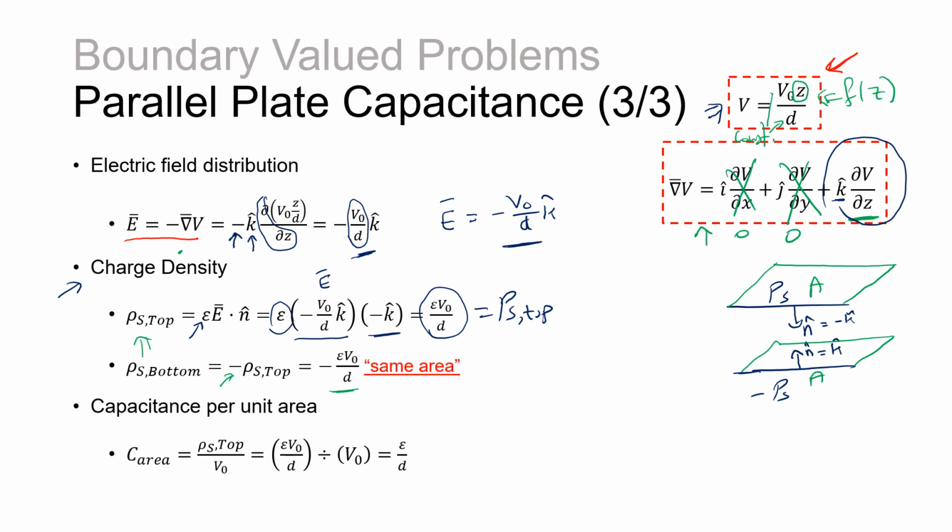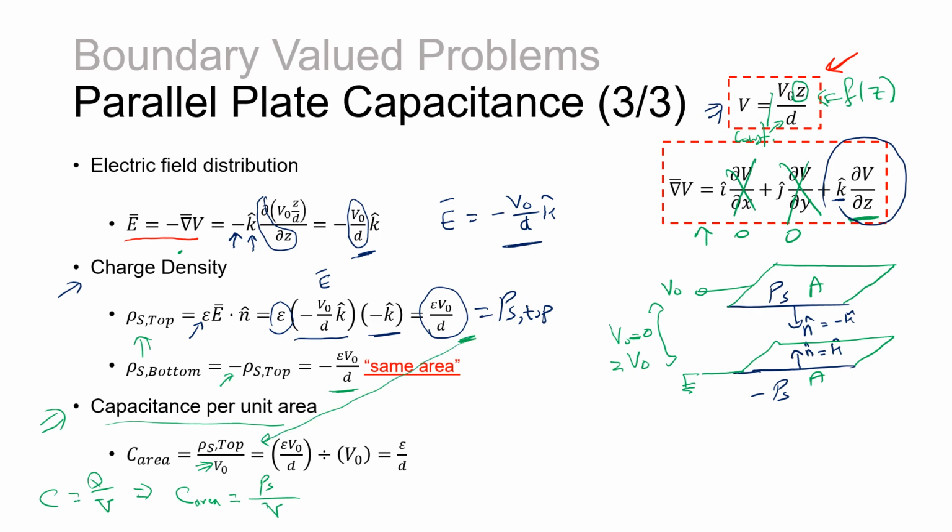Finally, the last thing is the calculation of the capacitance. Normally, we need to calculate C equal to Q over V, but since we are being asked to calculate the capacitance per unit area, it equals rho s over V. And here V is just the voltage difference between the upper and lower plate. This one is V naught and this one is zero, so the voltage difference is V naught minus zero, which is just V naught. That's why we substituted V naught here. Divide the charge density, which we calculated here, by the voltage. Then finally you can get capacitance per unit area equal to epsilon over d.